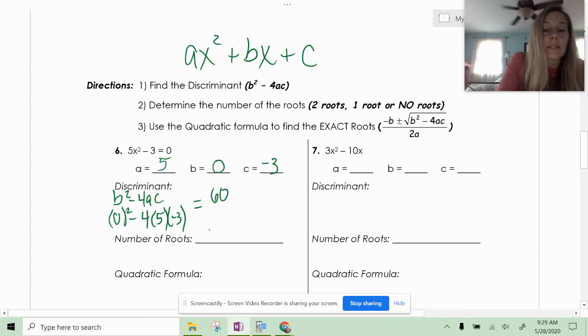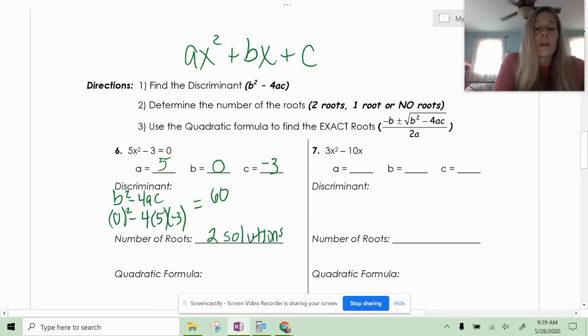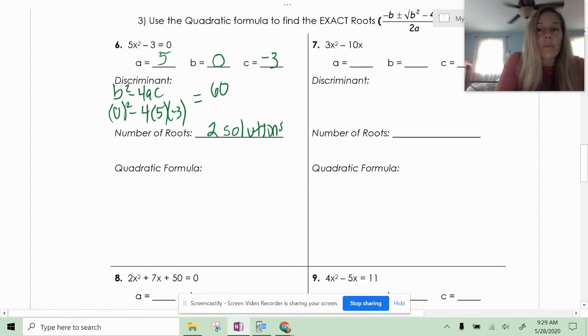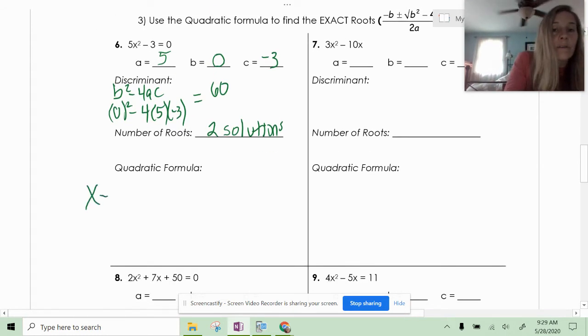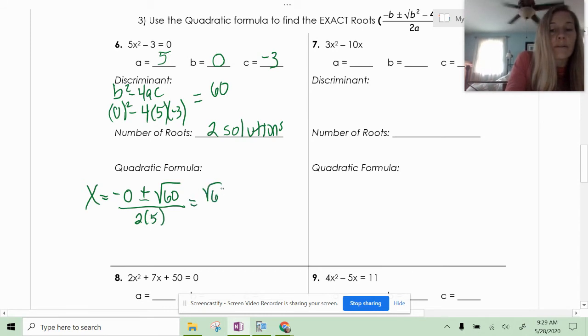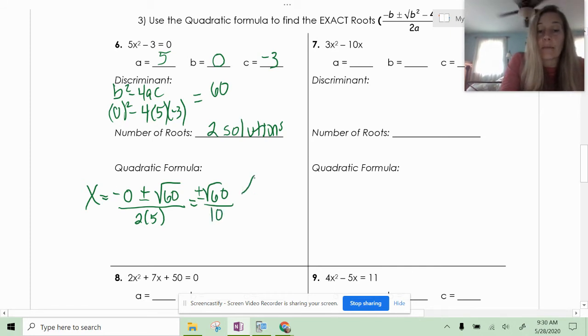So it's positive 60, which means there will be 2 roots or solutions. So now when we use that quadratic formula to solve, negative b plus or minus the square root of the discriminant, which is 60, over 2 times a. So this is the square root of 60 plus or minus, don't forget that, over 10. Now, even though the 0 obviously canceled out, the 60 still has a positive and a negative.